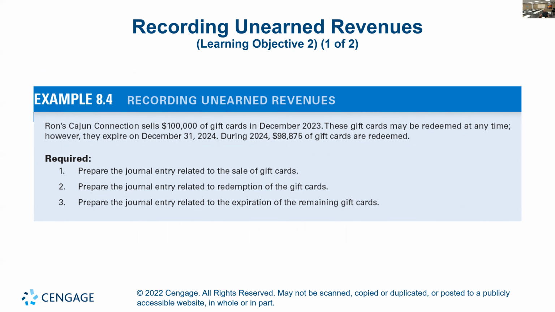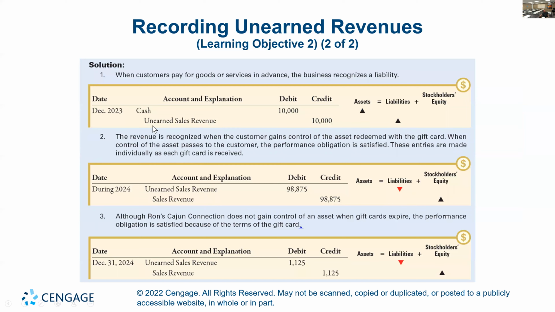So gift cards are a good example of unearned revenue. Here we sold $100,000 worth of gift cards. When we sold them, we received cash, but we still owe goods or services. In this case, gift cards is probably goods. They can come into our store and buy stuff. During the year, as they came in and purchased $98,875, we moved that out of unearned sales revenue with a debit, and now we can credit our sales revenue at this time.